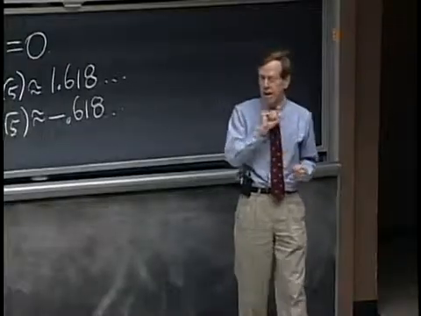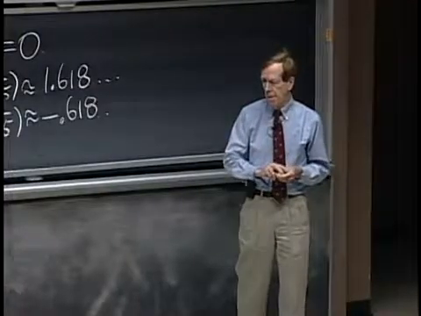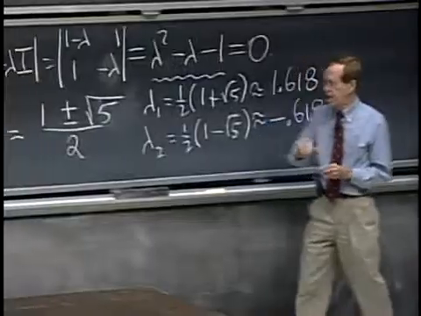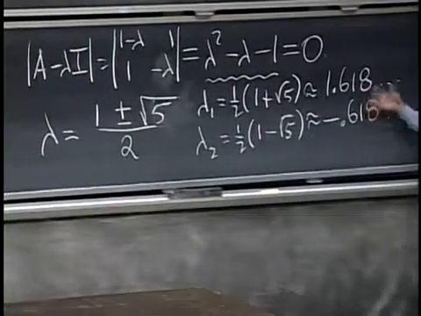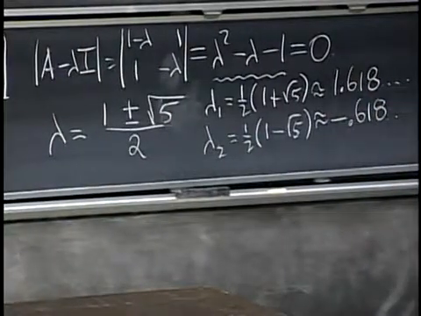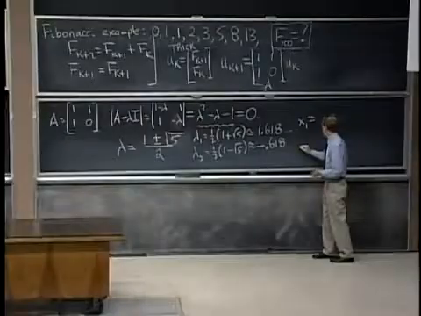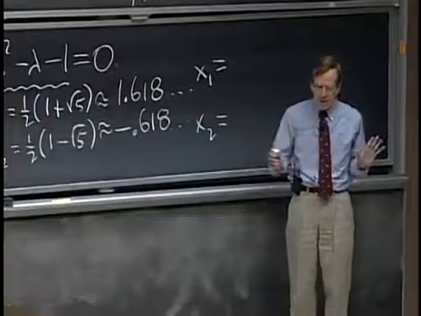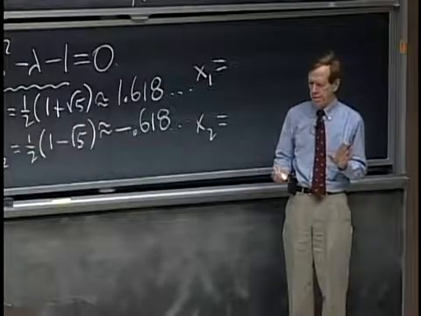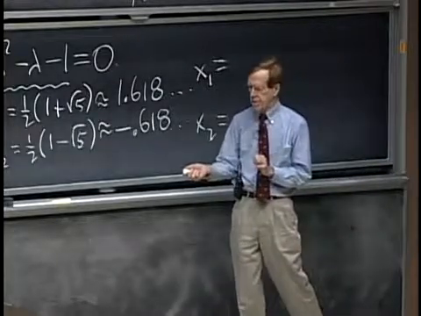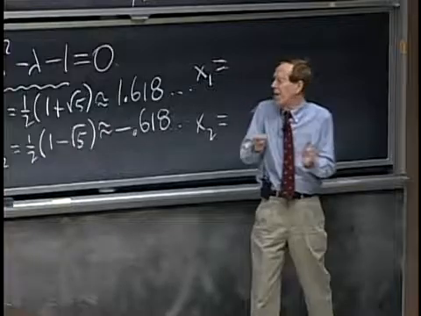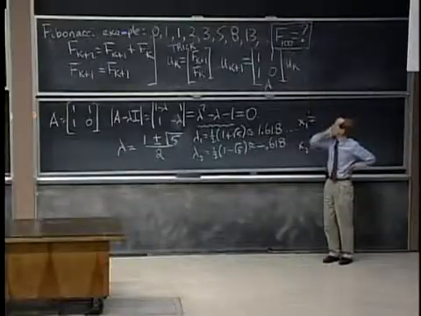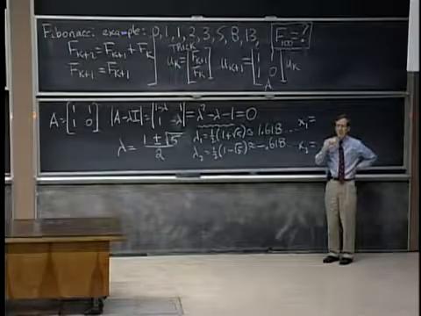Is this matrix diagonalizable, that original matrix A? Sure. We've got two distinct eigenvalues, and we can find the eigenvectors in a moment. They'll be independent, so it will be diagonalizable, and now you can already answer my very first question. How fast are those Fibonacci numbers increasing?